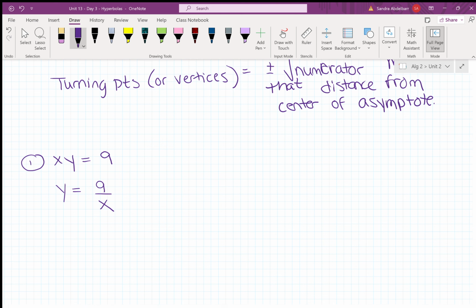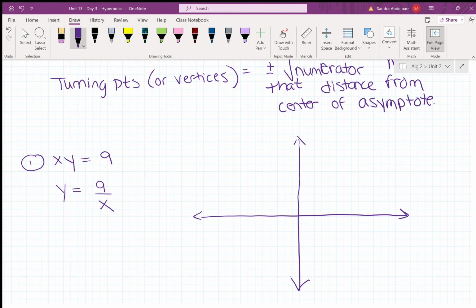Okay, so here we have y equals 9 over x. This is a rectangular hyperbola. Now, we know we're centered at 0, 0 because we're not shifting at all. What does that mean? That means our x-axis is an asymptote and our y-axis is an asymptote. Are we all okay with that? So again, because I'm not shifting left or right at all, or up or down at all, it means the x-axis is our asymptote and the y-axis is our asymptote.